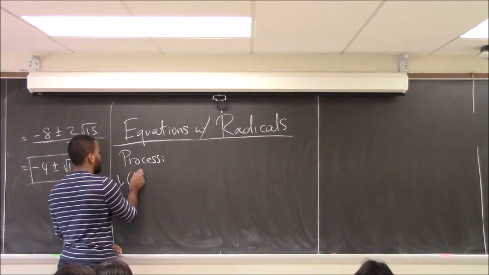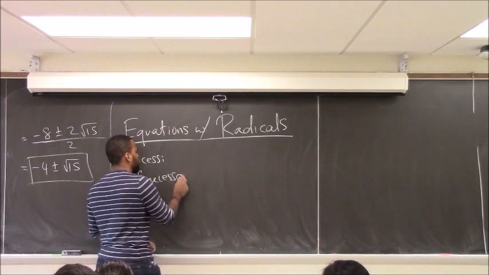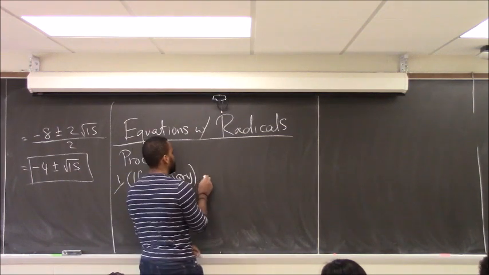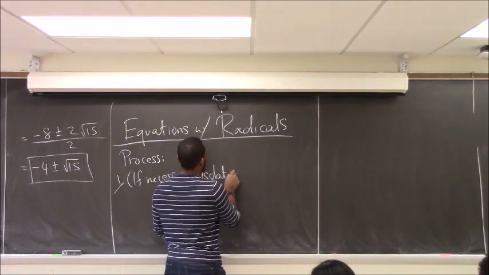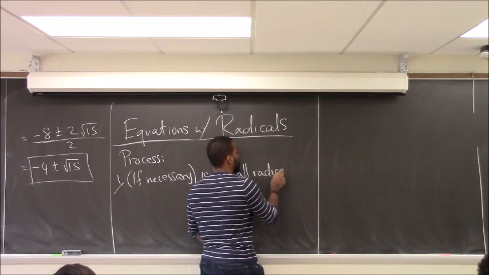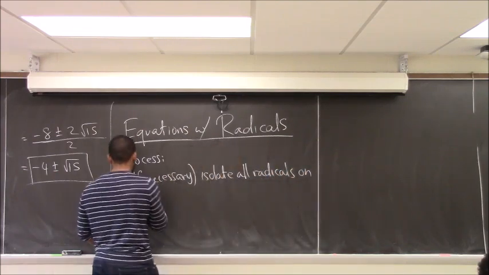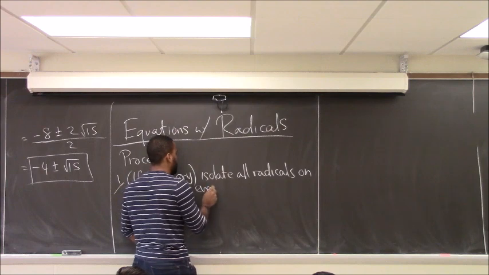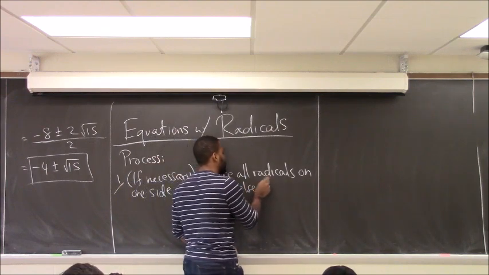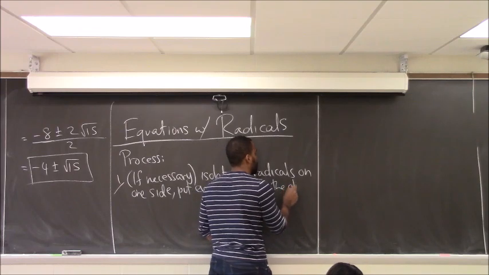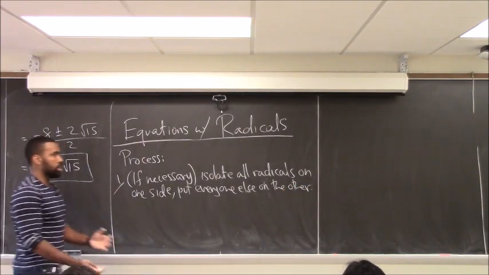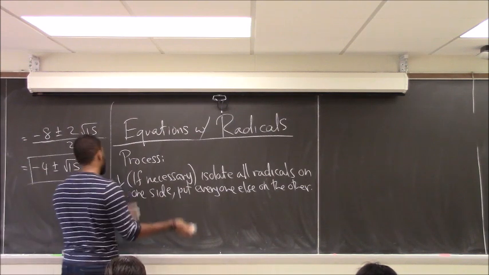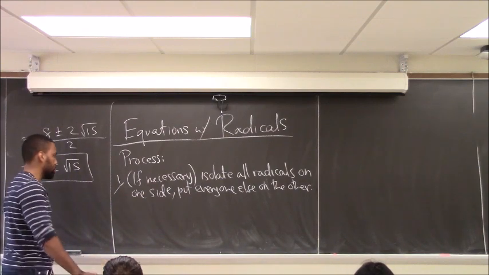Processes, necessary. Sometimes you might have a form where it might not be necessary to move anything, but isolate all radicals on one side. Put everyone else on the other. So you're not going to actually bring everyone and get 0 right away. First thing you want to do is you want to isolate the radicals.